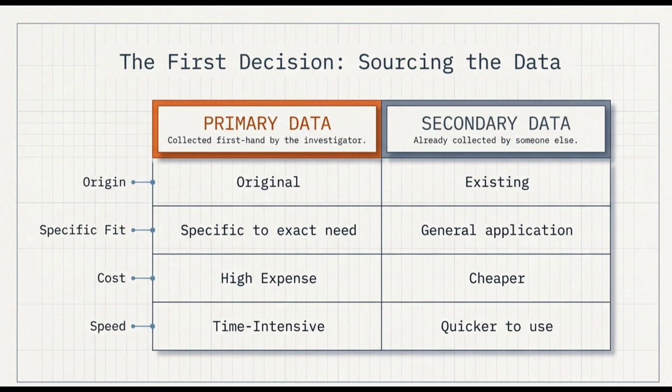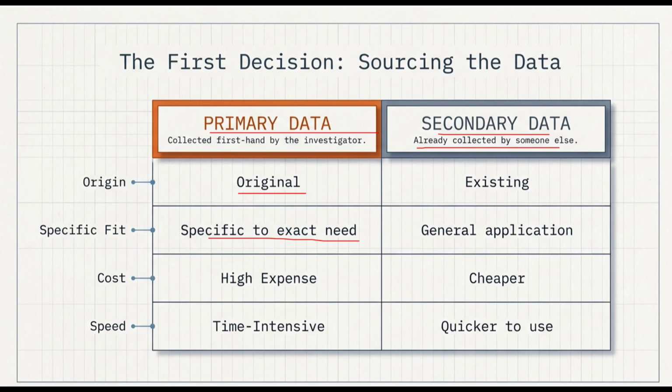Okay. So now let's take a look into sources of data. Basically there are two main sources of data: primary data and secondary data. Primary data is collected first-hand by the investigator for a specific purpose. And the secondary data is already collected by someone else and reused for analysis. Primary data is original and specific to the exact need, right?